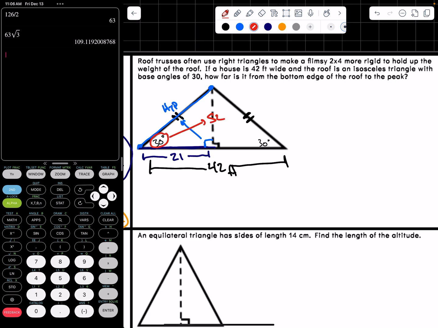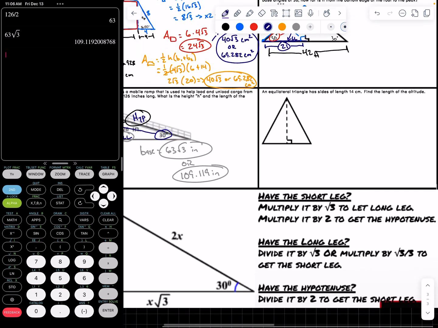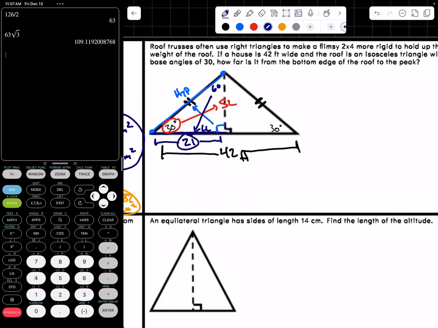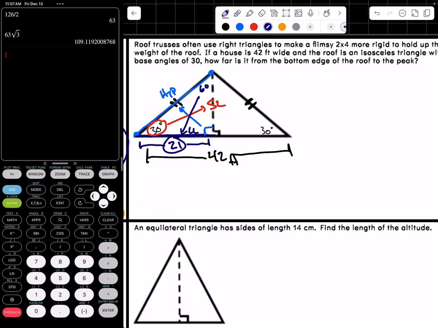My long leg, because this is going to end up being 60, is 21. So when I'm given my long leg, I either divide by root 3 or multiply by root 3 over 3 to get my short leg. So I need to find my short leg in order to find my hypotenuse. Because my long leg is a whole number, I don't want to divide by root 3. I want to take 21 and multiply by root 3 over 3. That's going to be a lot easier. It's essentially skipping the step of rationalization, getting the radical out of the denominator.